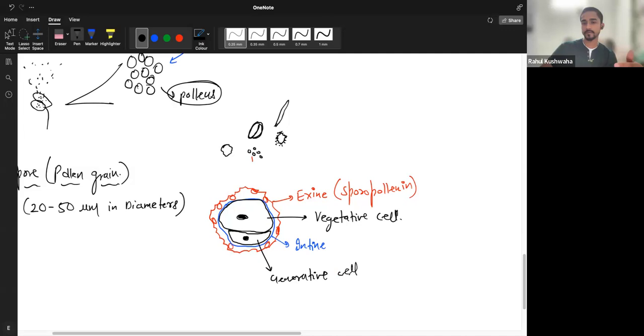Okay. Now you will understand later why there is this kind of arrangement in plants. So generative cell, this nucleus is called the generative nucleus then. Okay. So you can write down the vegetative cell provides nutrition and leads the generative nucleus during pollen tube formation.